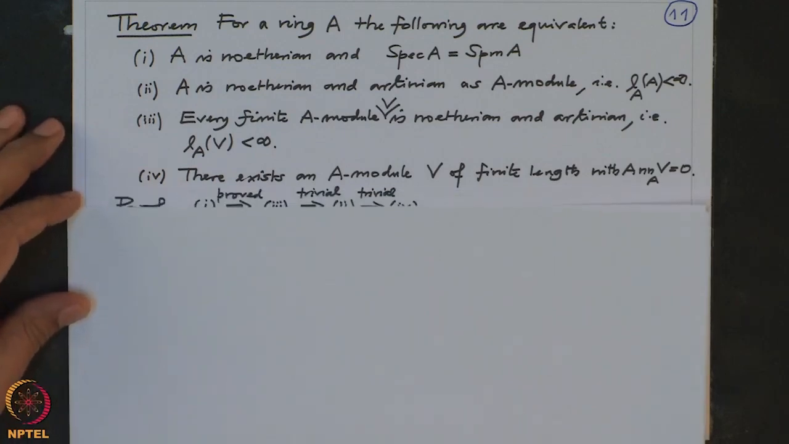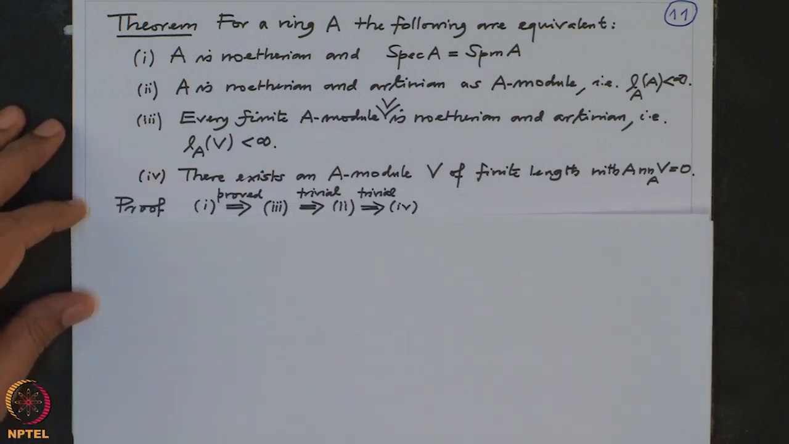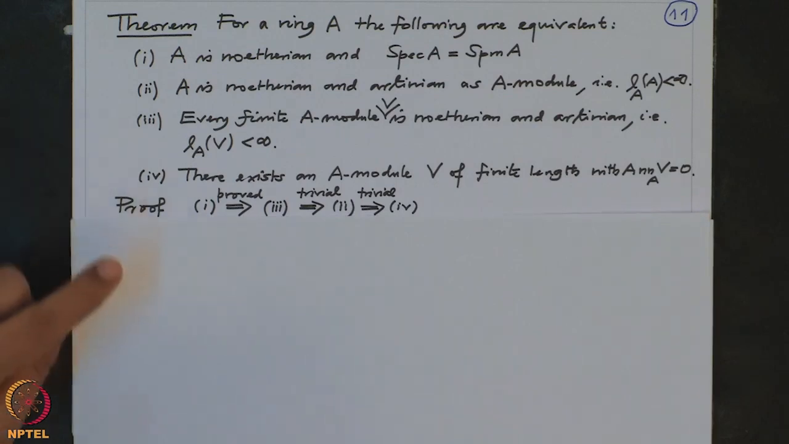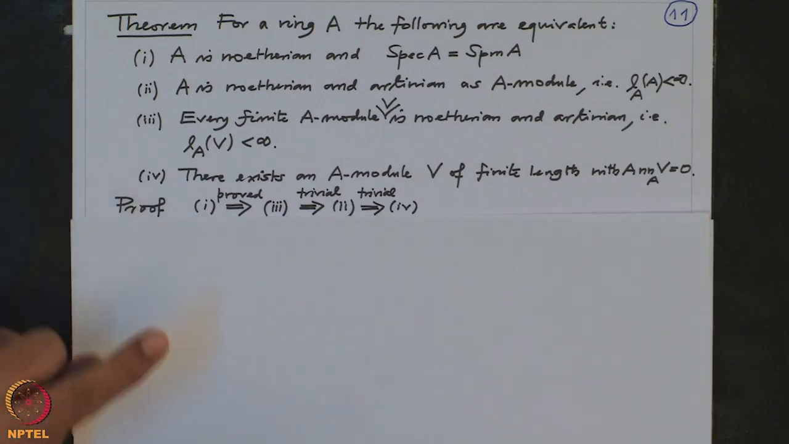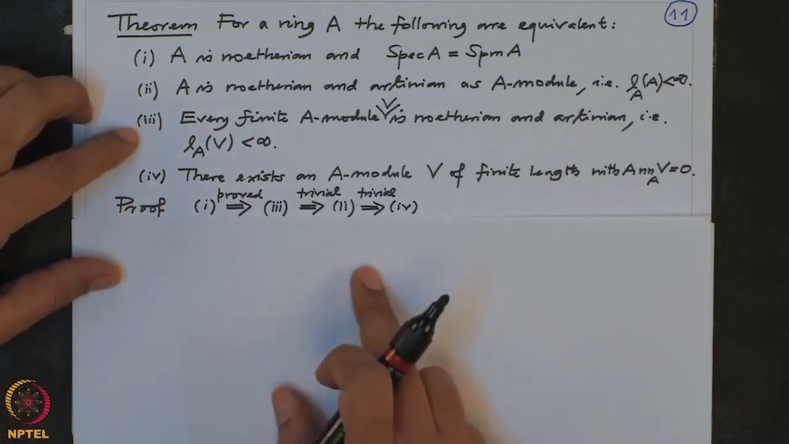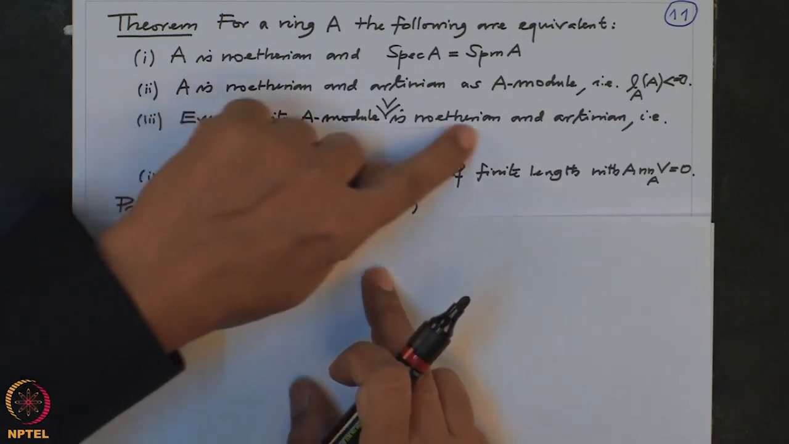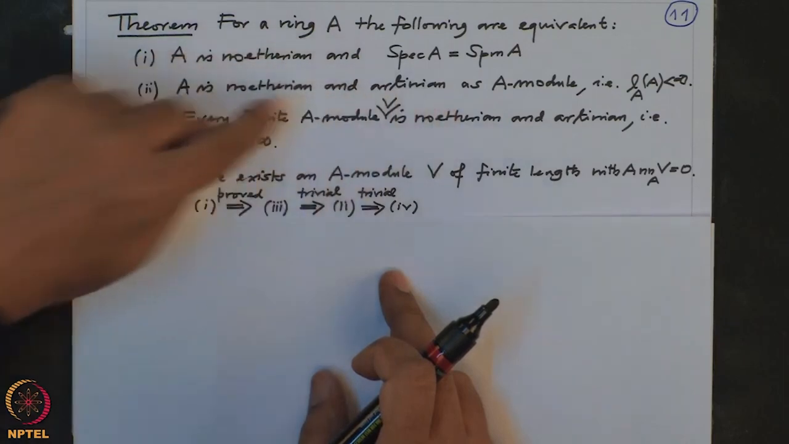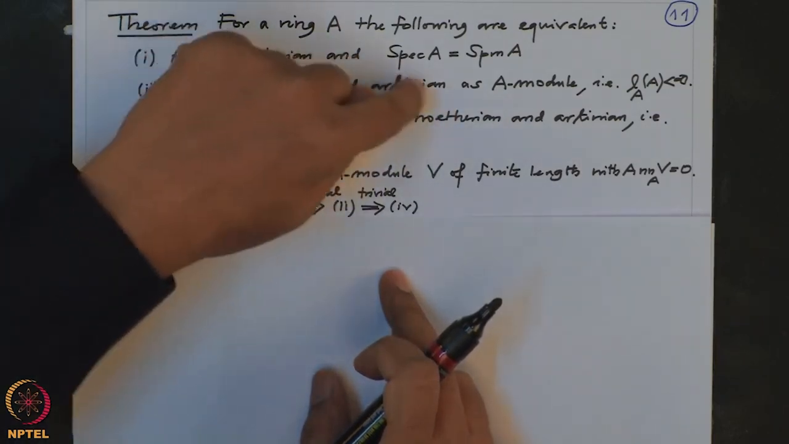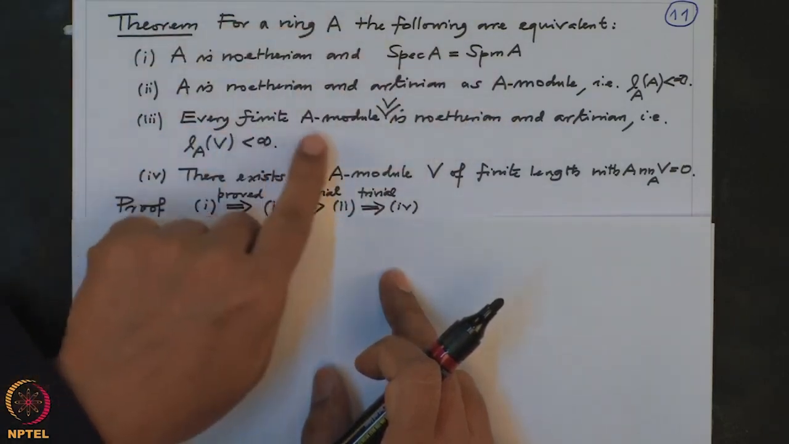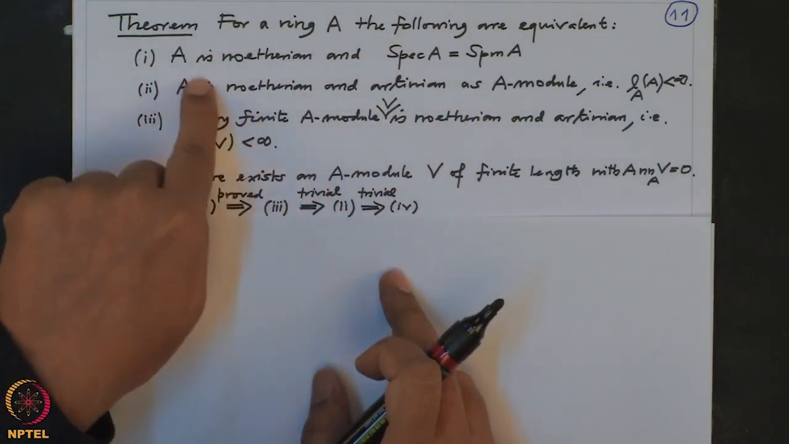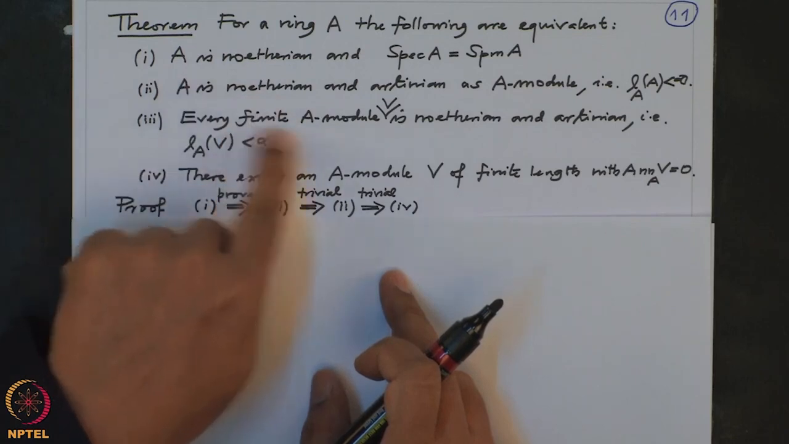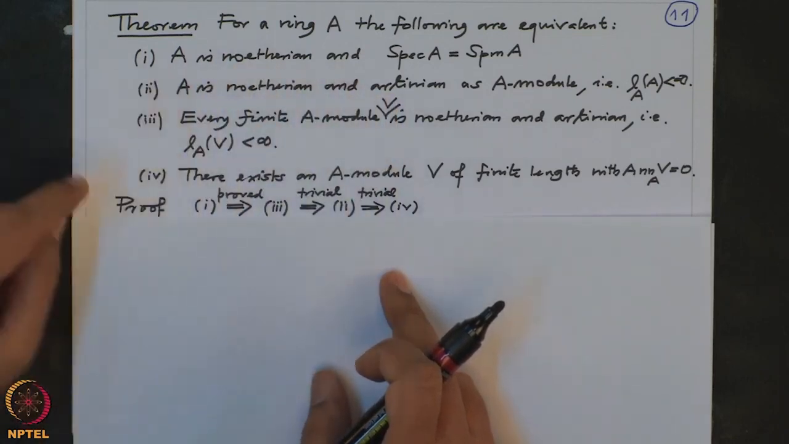Okay, so how am I going to prove this? So first note that 1 implies 3 I have proved, I will explain to you when, and 3 implies 2 is really trivial because every finite A module is Noetherian and Artinian. So if you assume 3, you want to prove a ring is Noetherian and Artinian. But a ring is a finite module over itself. Therefore, I can apply this 3 to V equal to A, and that will prove 2.